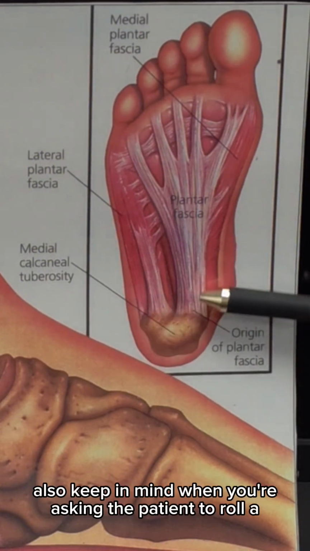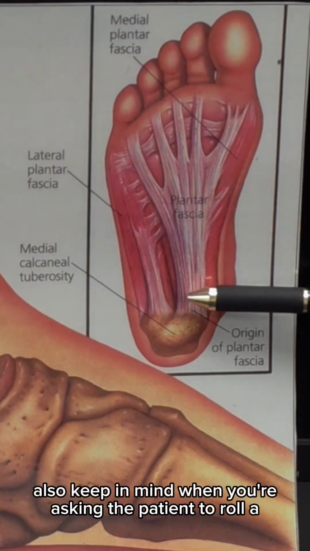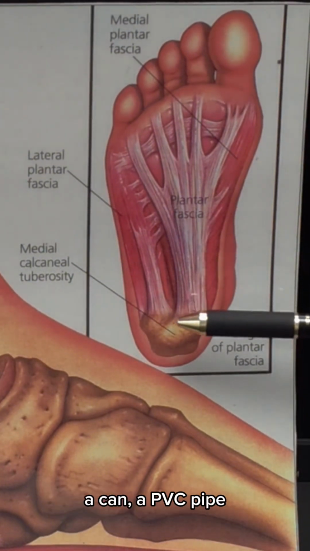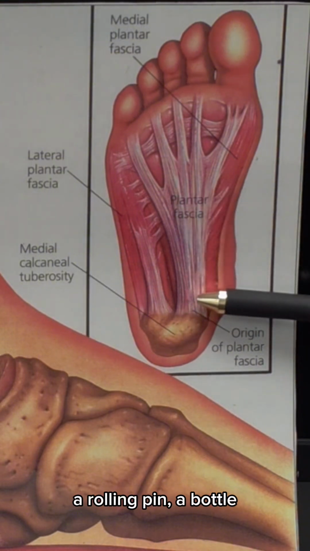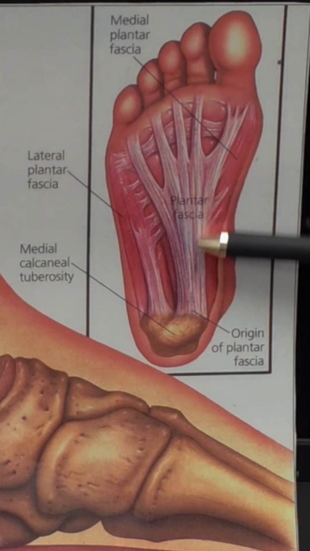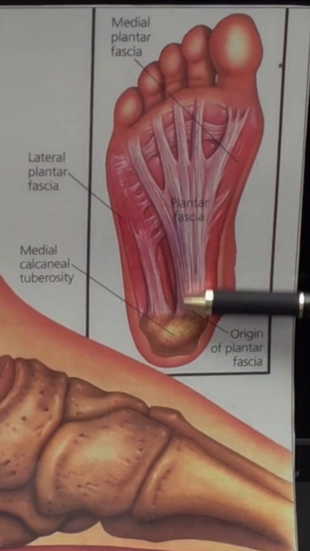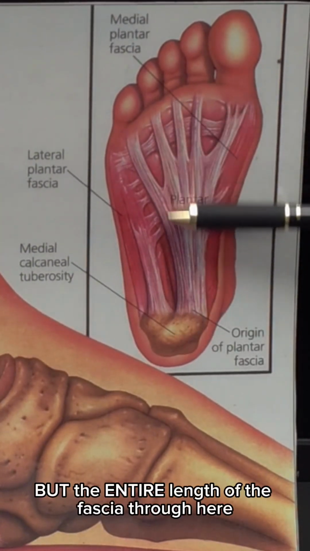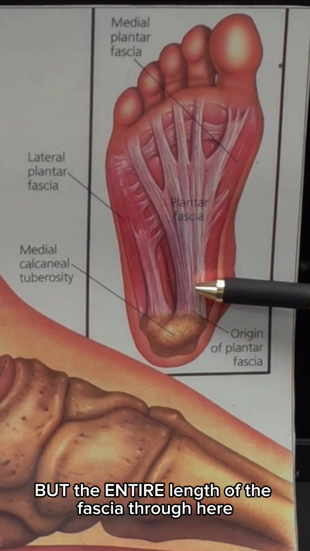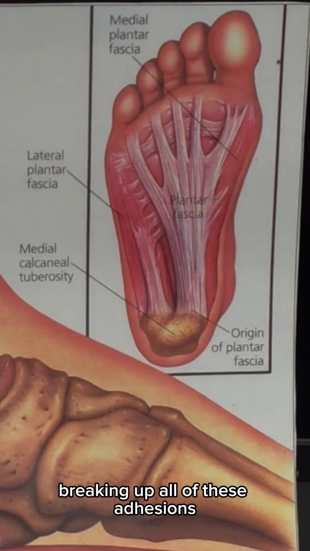Also, keep in mind when you're asking the patient to roll a can, a PVC pipe, a rolling pin, a bottle, whatever it may be, on the bottom of the foot, make sure they're not just rolling here, but the entire length of the fascia through here, breaking up all of these adhesions.